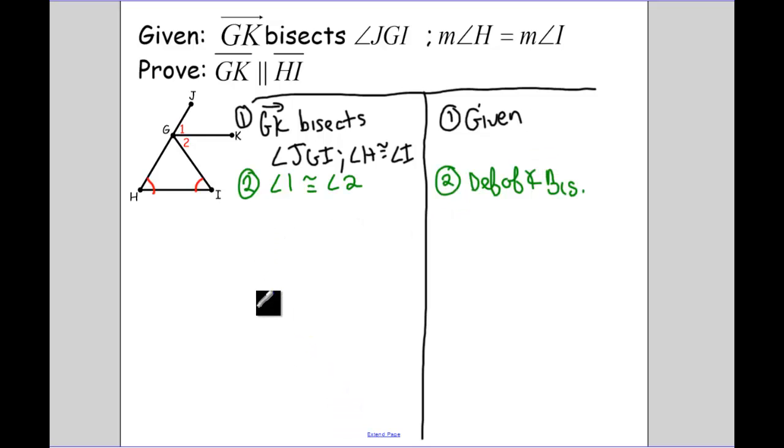Okay, now we've been talking about triangles and this exterior angle theorem. Angle JGI, that big angle, is equal to angle H plus angle I. And that is our triangle exterior angle theorem.